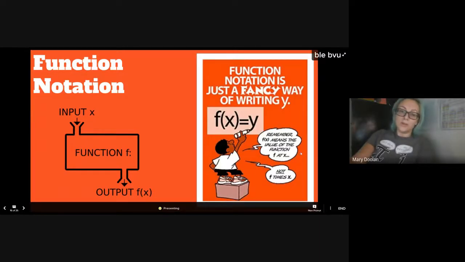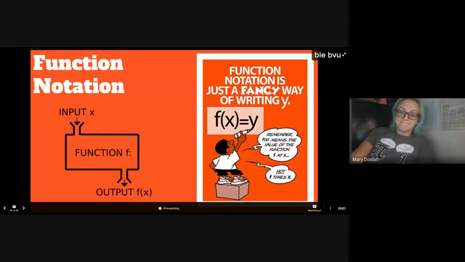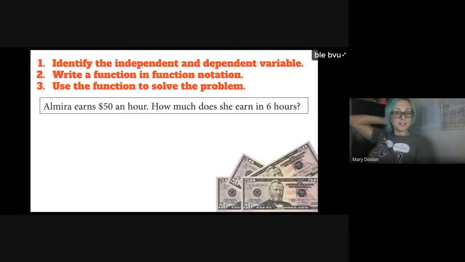Because I know, in math notation, if you have parentheses, it does typically mean multiplication. But when we're talking about function notation, we're not talking about multiplying f and x together. We're talking about a function of x. Okay, so let's look at some real problems using function notation and figuring stuff out in real life.